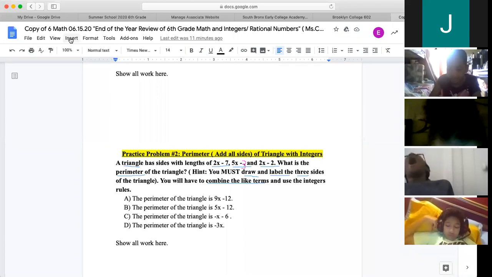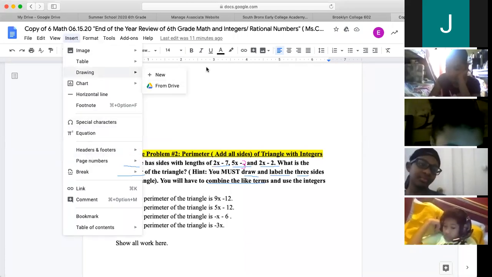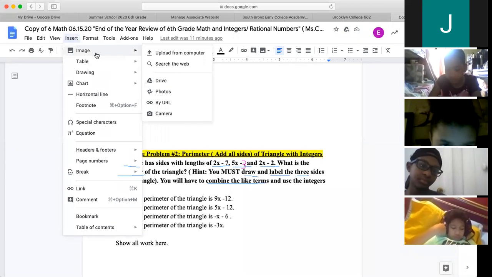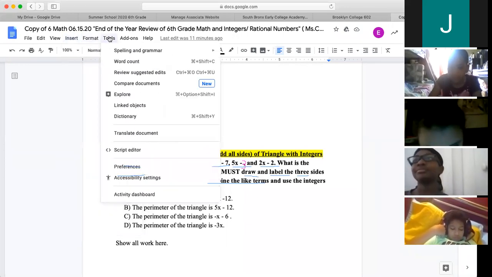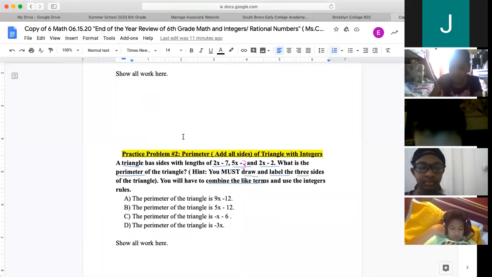Let me see if I can go to insert. Let me go into drawing over here. Hold on one second, let me get this out of the way. Insert, image, no. There's a way I could do it, I just don't remember how to do it. Tools, format, I forgot how you do it. Draw a triangle. All right, Demi, can you draw it for us?